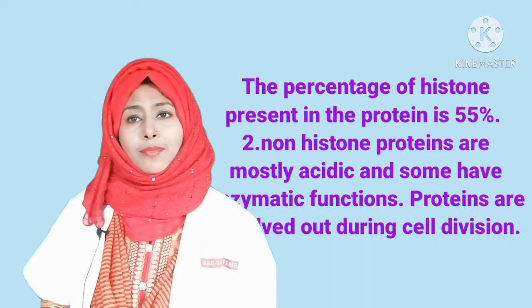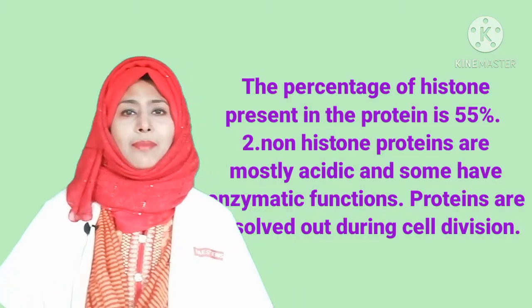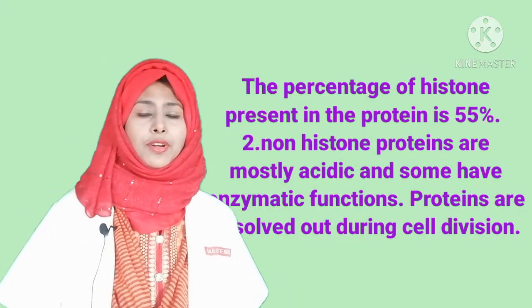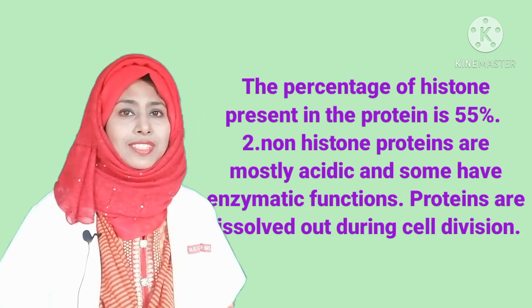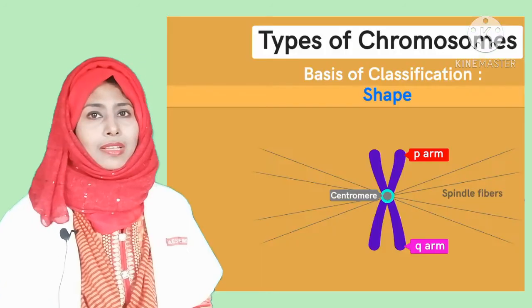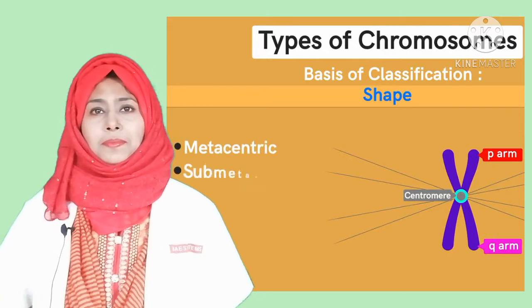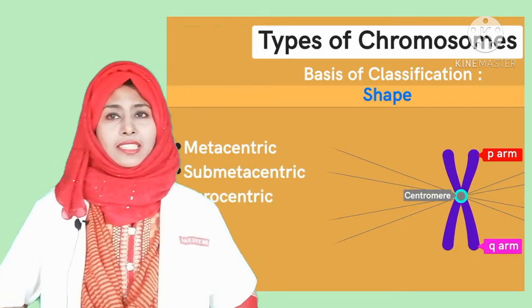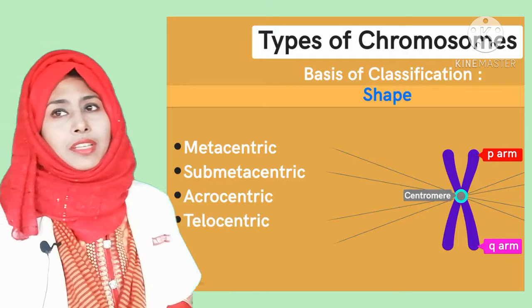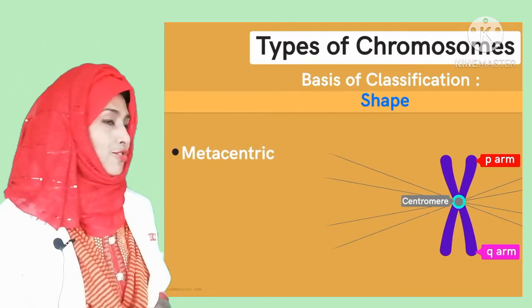The percentage of histone present in the protein is 55%. Non-histone proteins are mostly acidic and some have enzymatic functions. Proteins are dissolved out during cell division. Then types of chromosome. Chromosomes are divided into 4 types on the basis of the position of centromere.